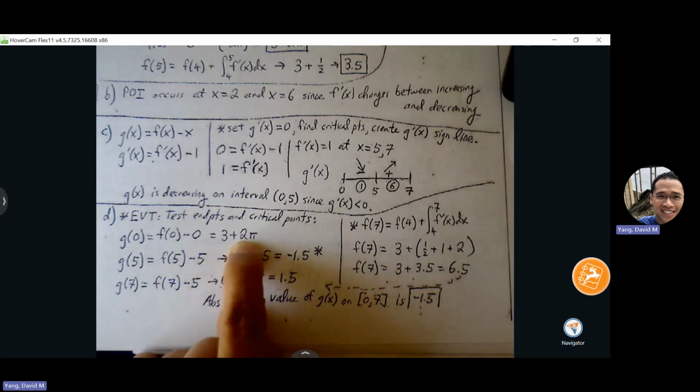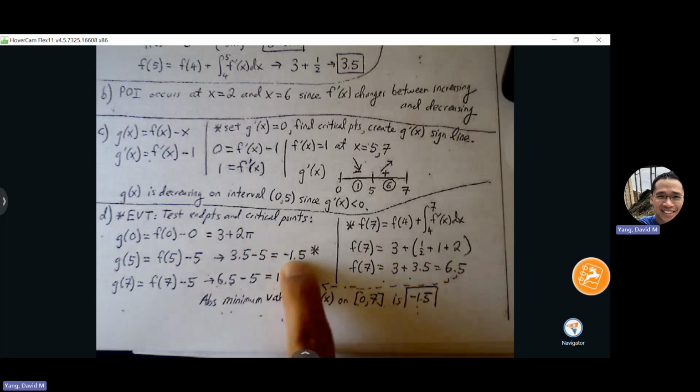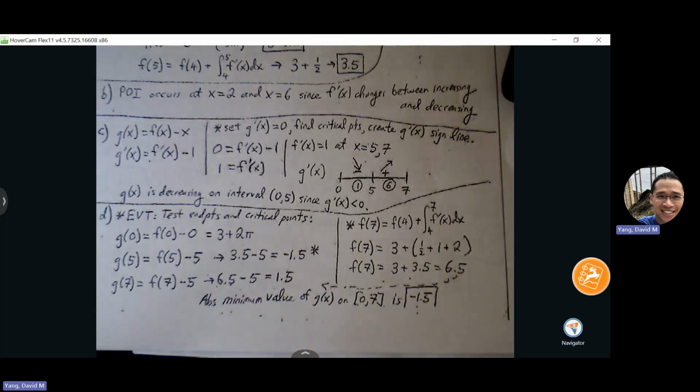So if you don't know what 3 plus 2 pi is, just do an approximation. You know pi is around 3, so 3 times 2 is 6, 6 plus 6 is 9. That's obviously more than negative 0.5, 1.5. So between these 3 values, lowest Y value is negative 1.5.